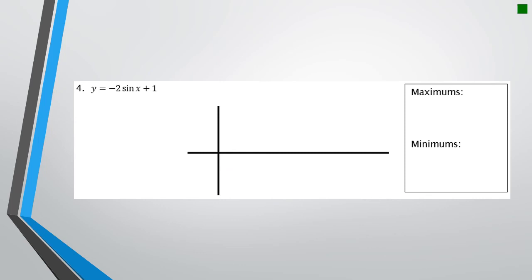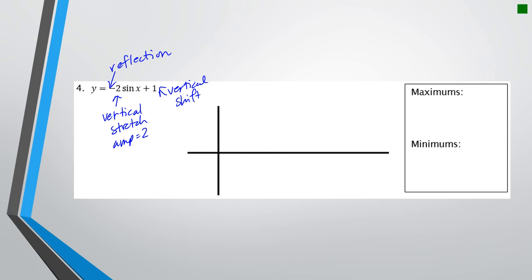All right, last one. There are 3 things happening in this problem. The first is that you have a reflection. We also have a vertical stretch, which means that the amplitude is going to be 2. And then lastly, we have a vertical shift. So that's going to move that midline up to +1.